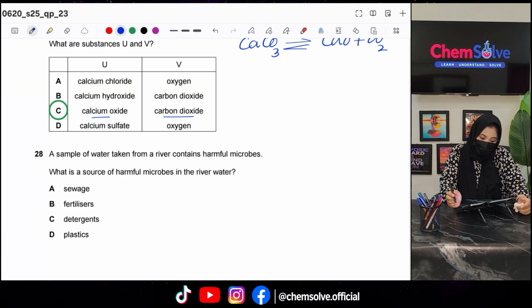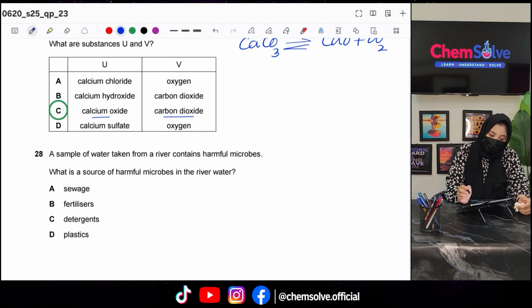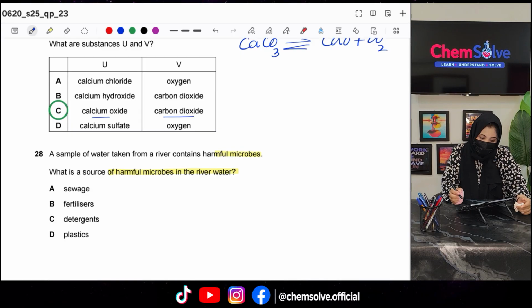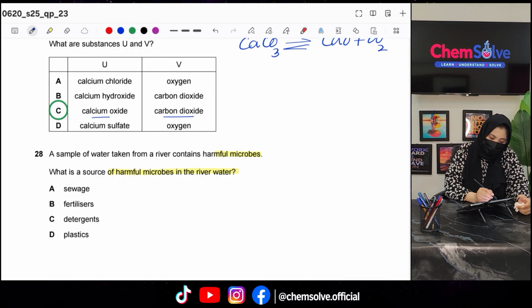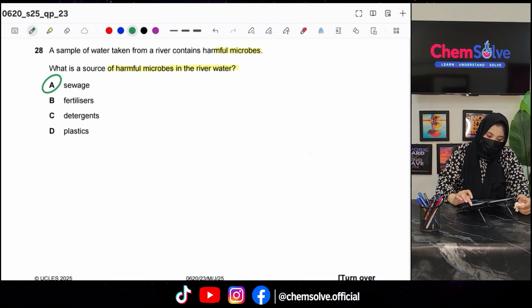Question number 28. A sample of water taken from the river contains harmful microbes. What is the source of the harmful microbes in the river water? Okay, fertilizer, detergent, plastic. Of course, it is a fact that the source is sewage, that is option A. It is a matter of fact. So for 28, the option is A.